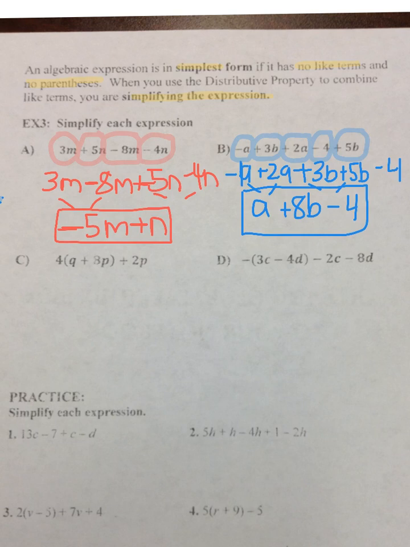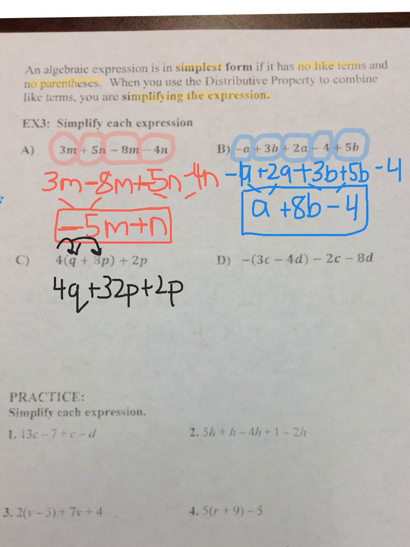Example C, we have 4 times the quantity q plus 8p, plus 2p. So this is one where we have the distributive property. So before we start moving terms around so that like terms are next to each other and simplifying, we have to use the distributive property to break the q plus 8p out of the parentheses. So I'm going to multiply 4 times q and 4 times positive 8p, and so I'll have 4q, and 4 times 8p is 32p, and then bring down the plus 2p.